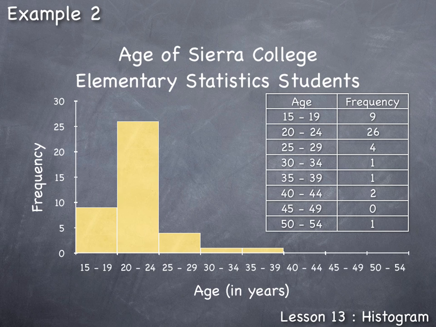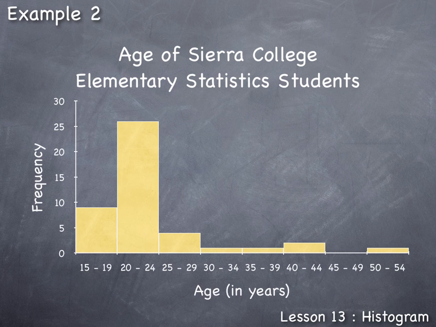There were 2 students in the age group 40 to 44-year-old in the sample. So we draw the bar surrounding the 40 to 44 age group to a height of 2 on the frequency scale. In the 45 to 49 age bracket, there were no students in that group, so no bar is drawn in that interval. And finally, the 50 to 54-year-old age group, the frequency was 1, so we draw a bar surrounding the 50 to 54 age range to a height of 1.